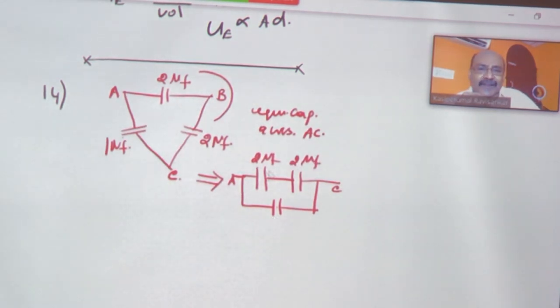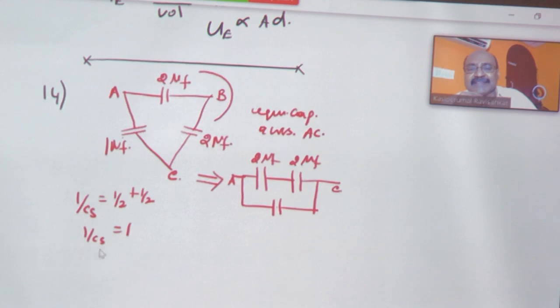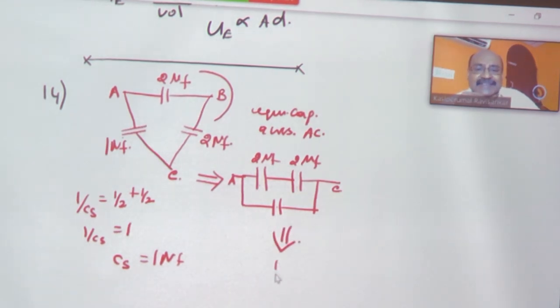So let us calculate the combination of this. In series combination, we can write 1 by Cs is equal to 1 by C1 plus 1 by C2. So you get 1 by Cs is equal to 1. Taking reciprocal, Cs is equal to 1 microfarad. So what is the equivalent capacitance for this? These two capacitors can be replaced by a single capacitor of 1 microfarad. And again you have another capacitor at the bottom, and that value is also equal to 1 microfarad.